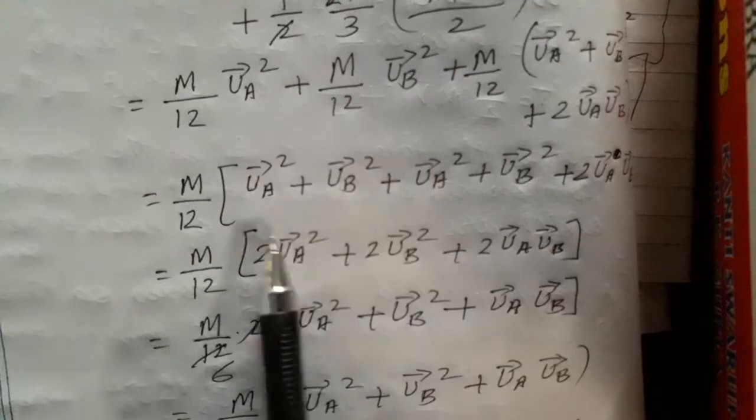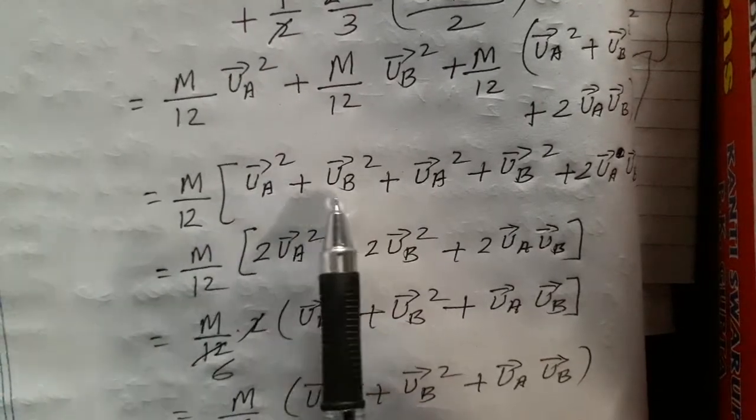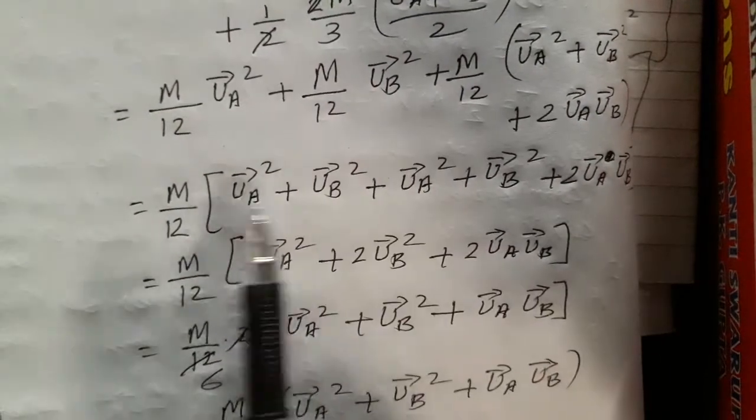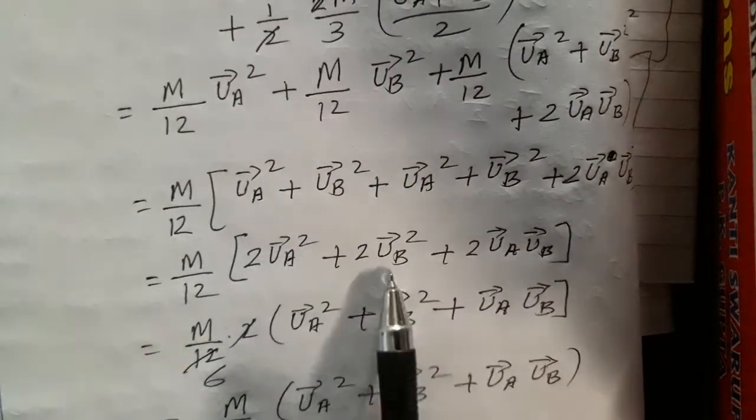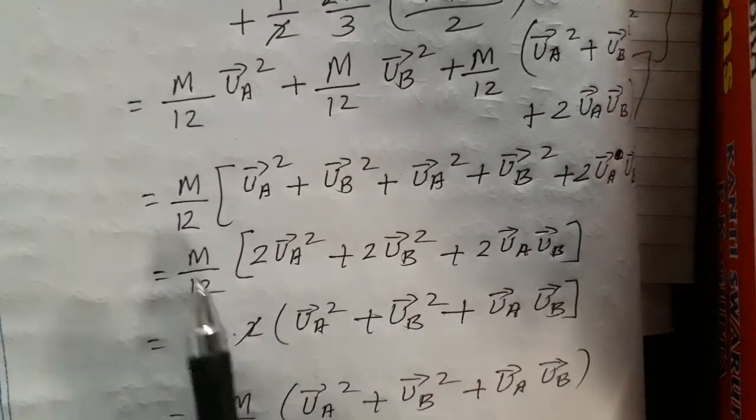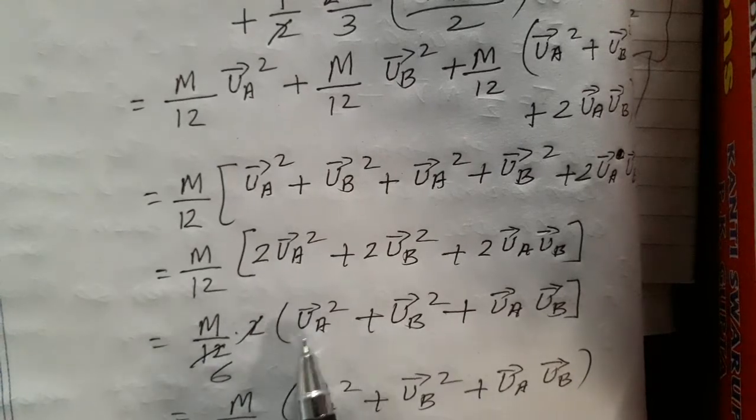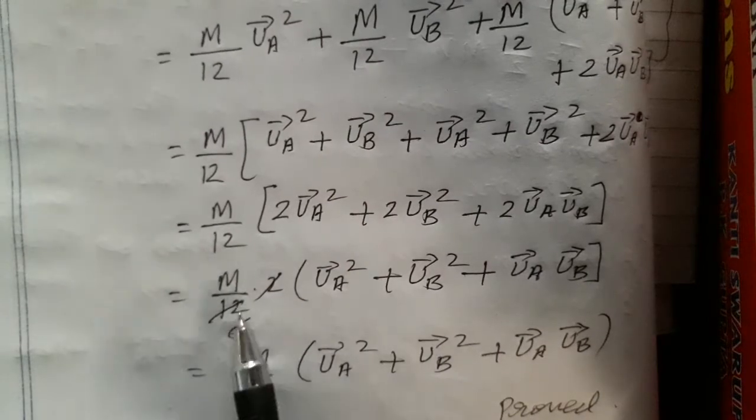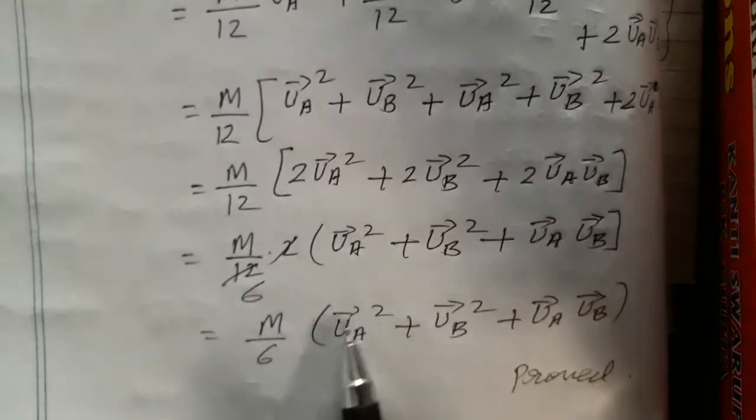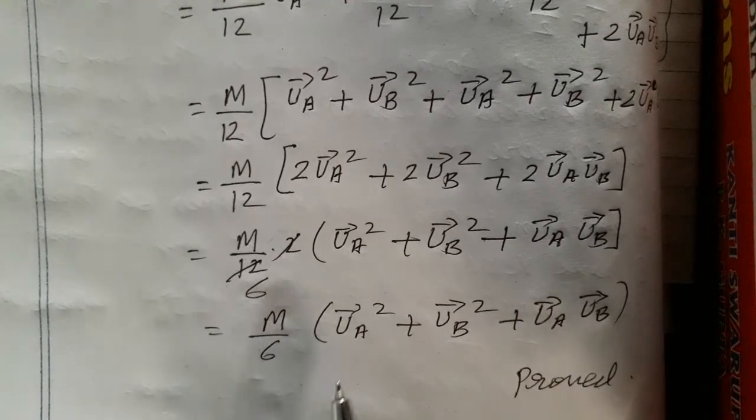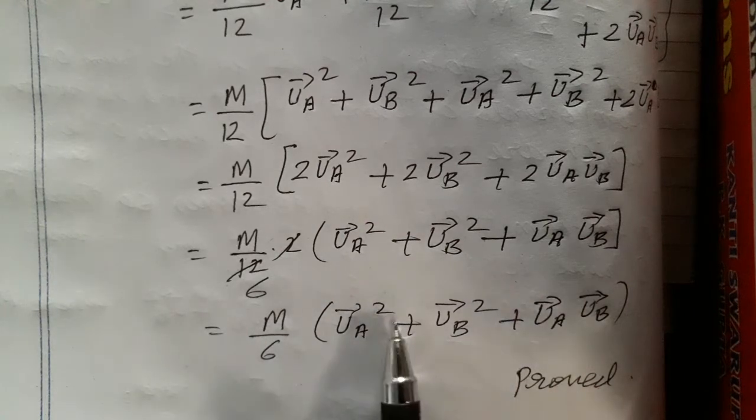After simplification, we get m by 12 (UA square plus UB square plus UA square plus UB square plus 2 UA UB). So you add this, we get 2 UA square plus 2 UB square plus 2 UA UB. You take 2 common, so we get m by 12 into 2 times (UA square plus UB square plus UA UB). So this and this get cancelled, we get m by 6 (UA square plus UB square plus UA UB). That is nothing but the kinetic energy of the three particles which is equimomental to the rod.